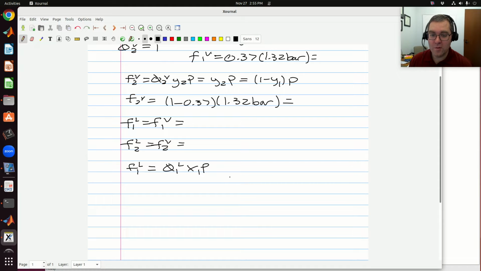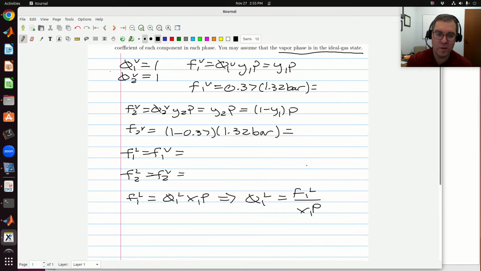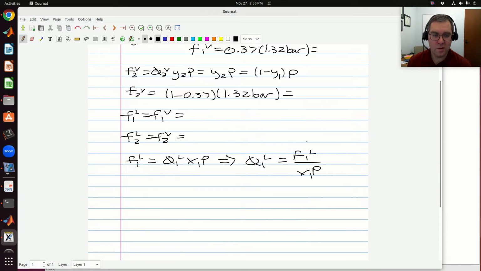Solving, I end up with Phi1L equal to F1L over X1P. To simplify, F1L was equal to F1V, where F1V was equal to Y1 times P. So this is equal to Y1 times P divided by X1 times P.